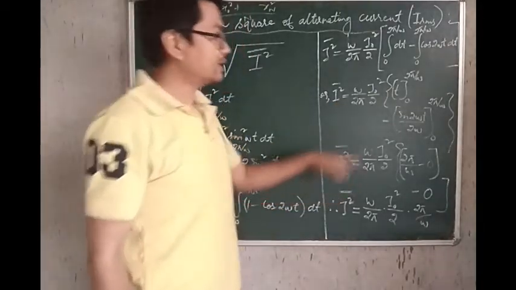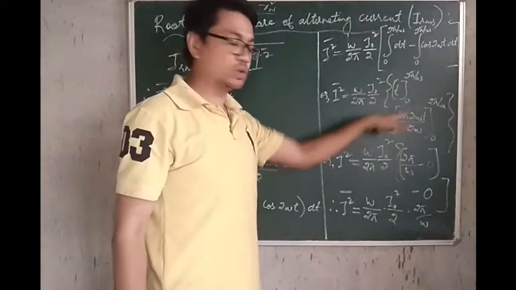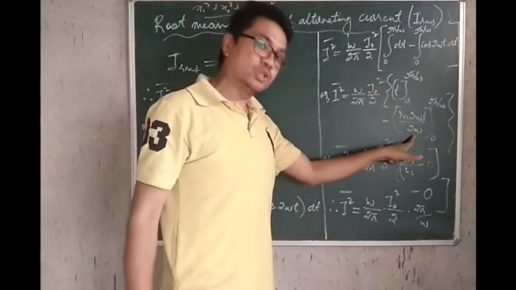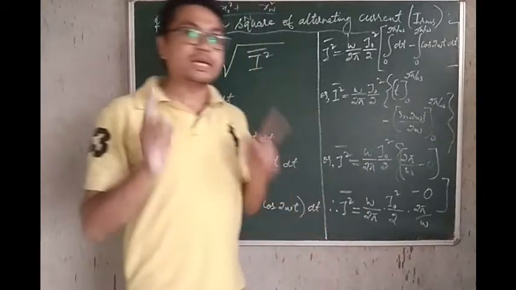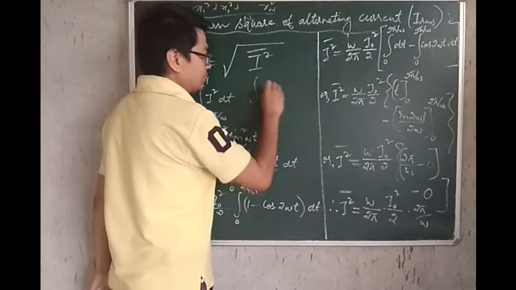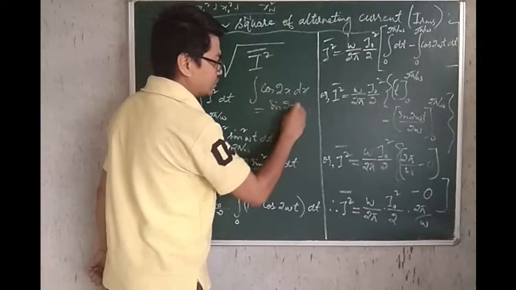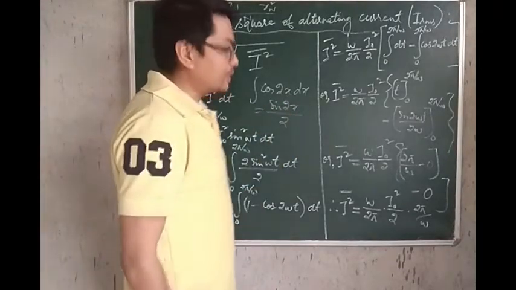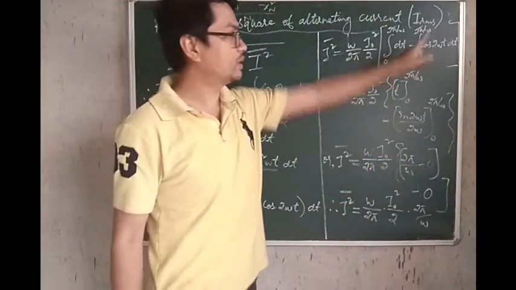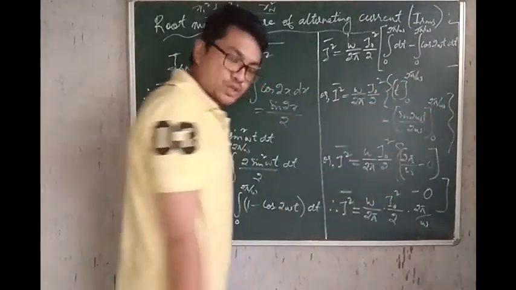So this gives us the integration of dt is t, and the limits of integration are 0 to 2 pi by omega. And the integration of cos 2 omega t is sine 2 omega t divided by 2 omega. Okay, because the integration of, let me write it over here, cos 2x dx, say for example, is sine 2x divided by 2. Alright, so we have sine 2 omega t divided by 2 omega over here, the integration of cos 2 omega t. Now we have to substitute the values of the limits of integration.